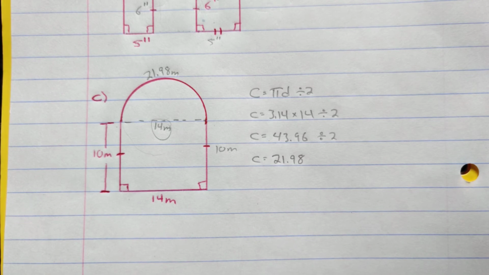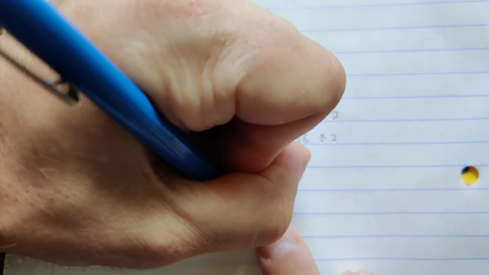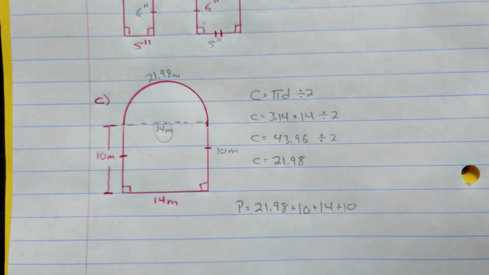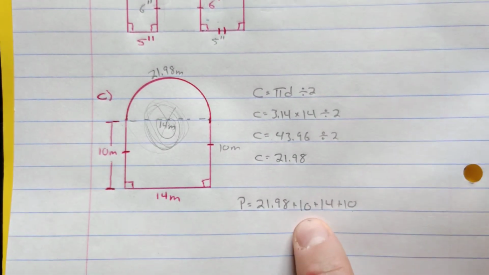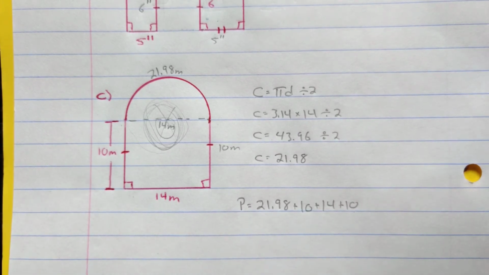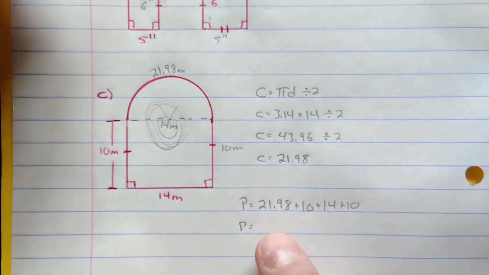Now we can add up all our sides and get the perimeter of this shape. So perimeter equals 21.98 plus 10 plus 14 plus 10. Note, I did not add this 14 here. Do not add that into the perimeter. That is inside. That was just a temporary use for finding the circumference of our circle. Anywho, we're going to add all this up.